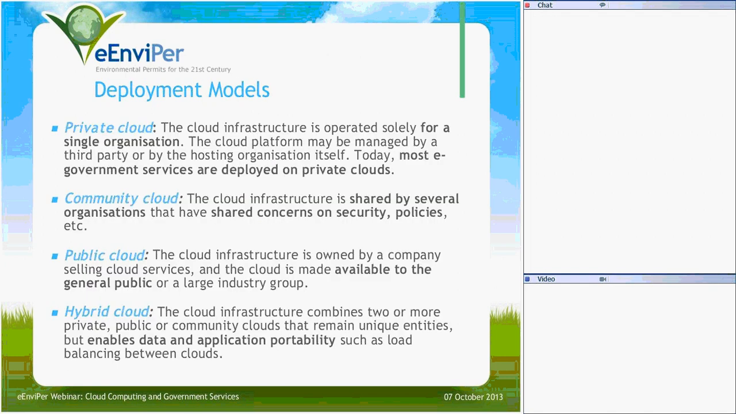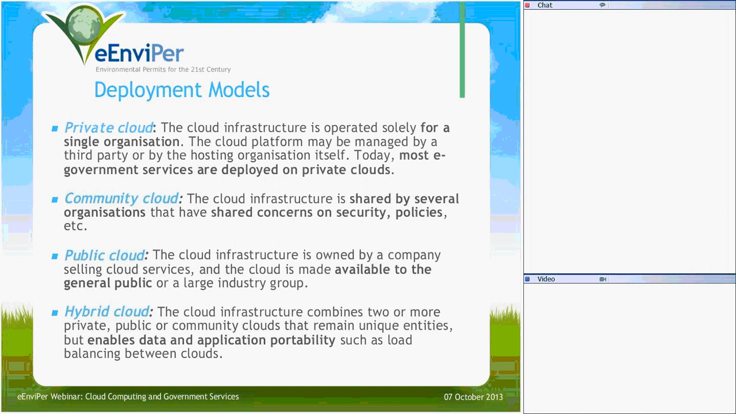There is a deployment model. How are we deploying? There are four basic deployment models. The private one is the cloud infrastructure that is used for only one organization. Most government services are like this. They are deployed on a private cloud. Users access the cloud via that private interface.